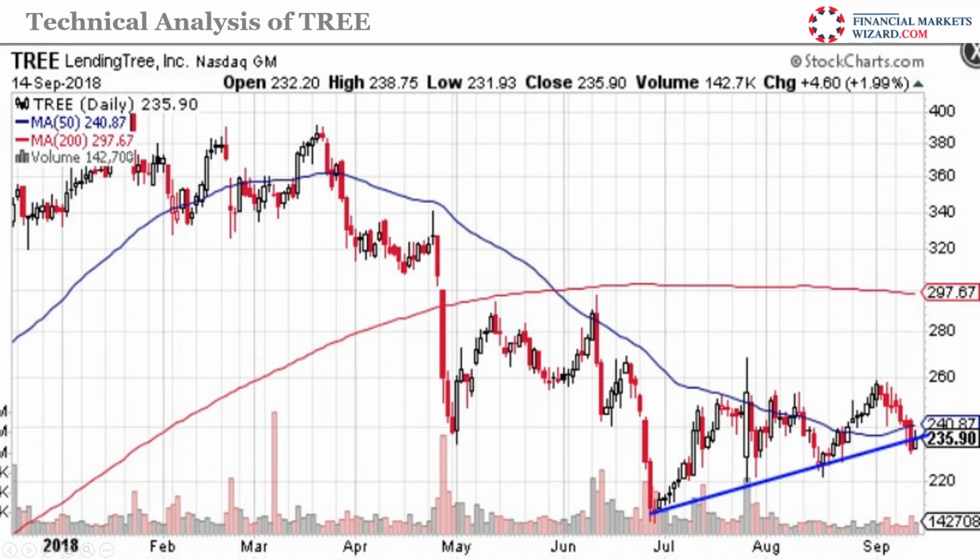This is Tree again. This is trying to conquer this support line. So it's just sitting here. Any strong move up, I will go long, knowing this is my support and my stop. So any up move and conquering the 50-day moving average, I'll go long on Tree. So, LendingTree.